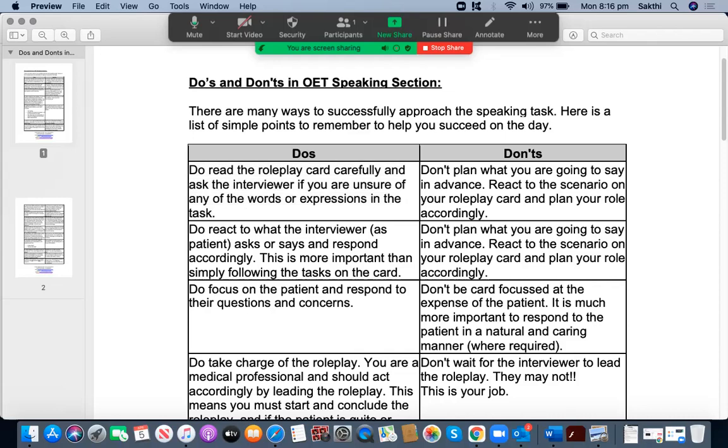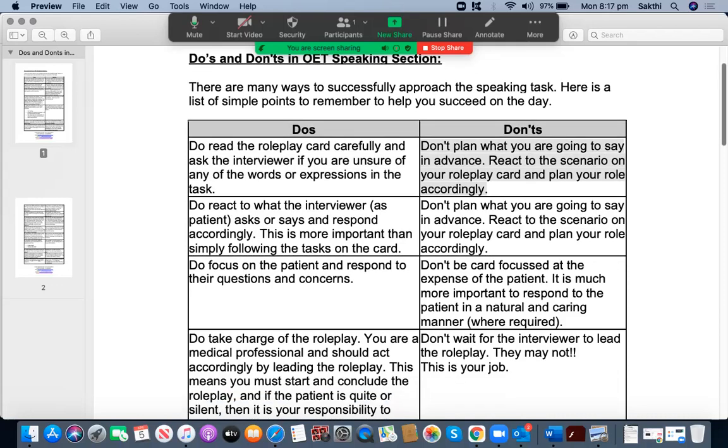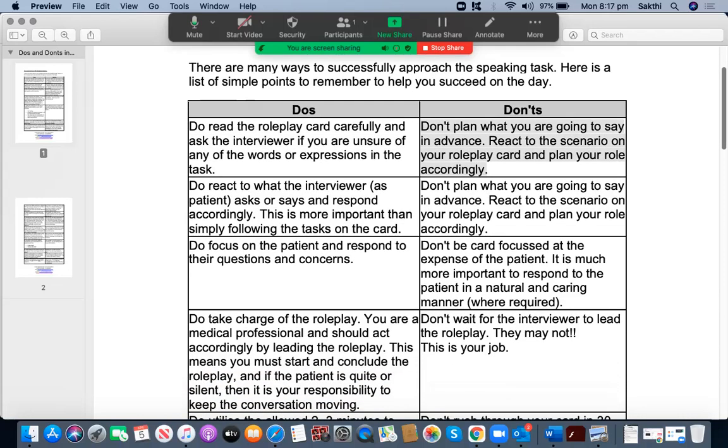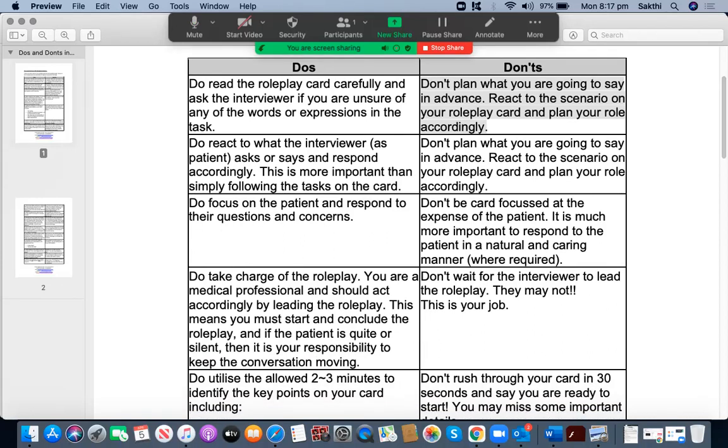All right. Don't plan what you're going to say in advance. React to the scenario on your role play card and plan your role accordingly. You shouldn't plan the sentences that you're going to speak. You have to react to the scenario on your role play card and address the patient's or the patient's carer's question. All right, let's go to the next one.